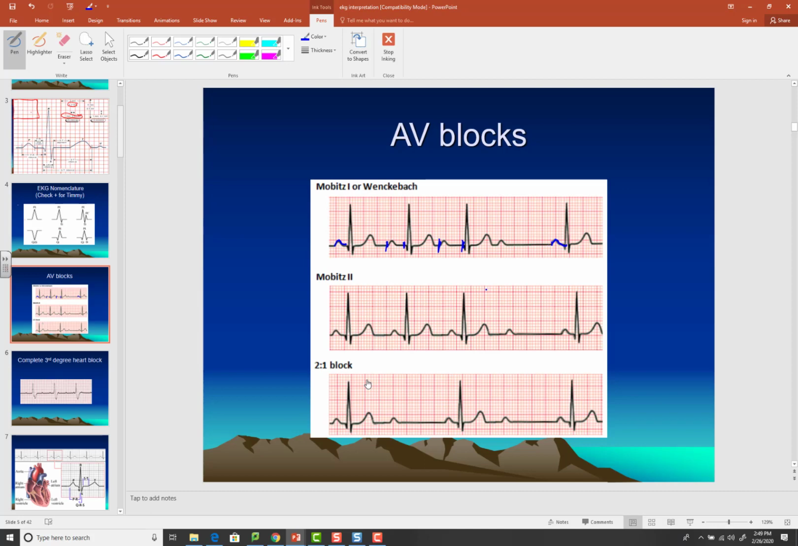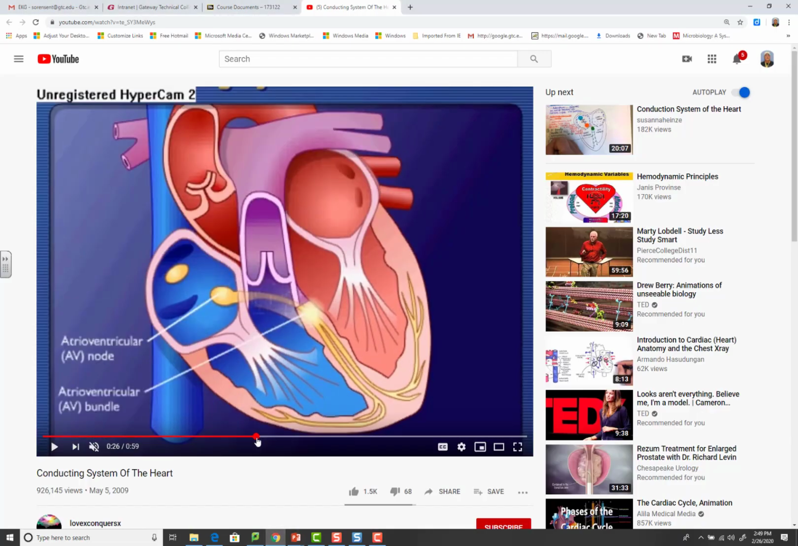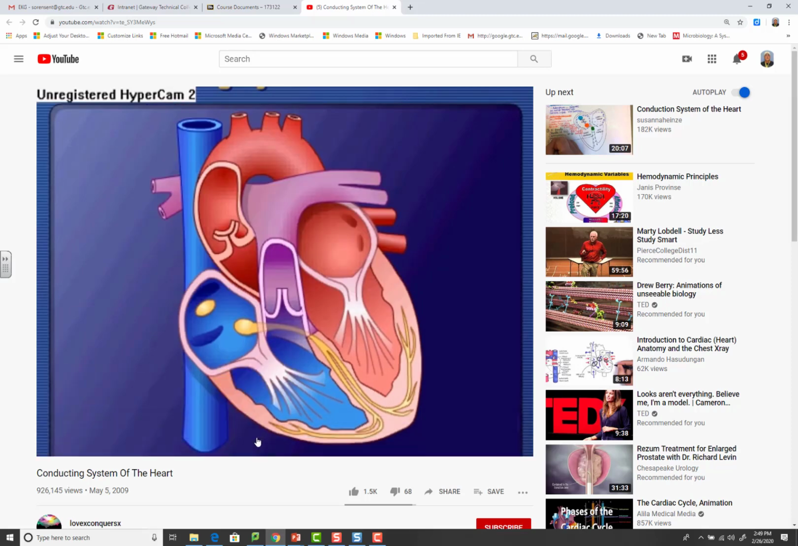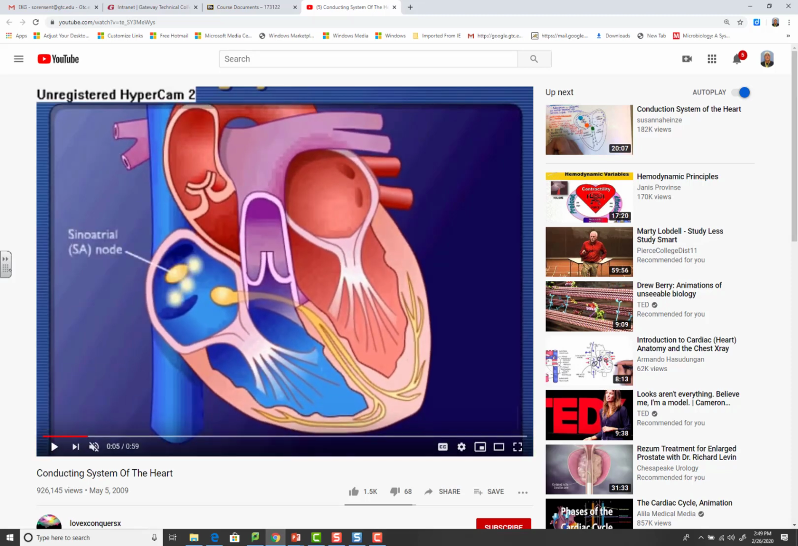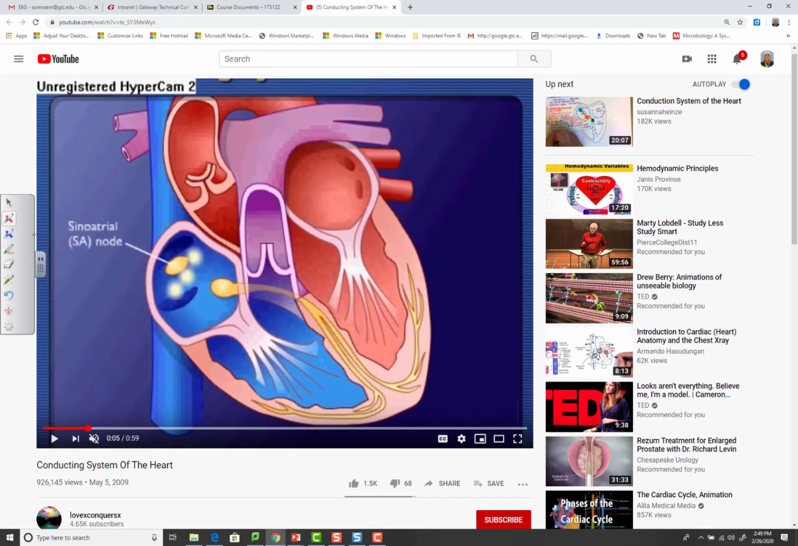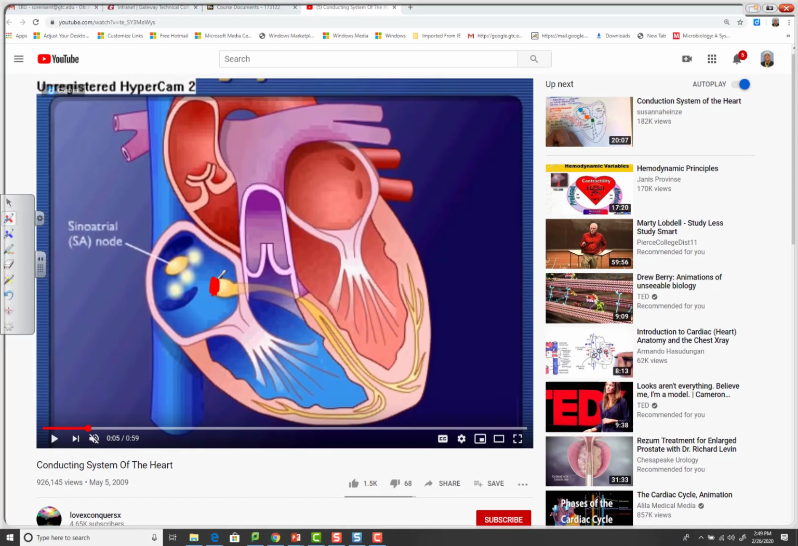So basically what's happening is there is a block that's occurring higher up in the AV node. This block that's occurring higher in the AV node is delaying the electrical impulse from the atria. That's what's causing the prolongation of the PR interval until that delay becomes long enough where it simply does not conduct a QRS complex. And that's usually benign. It can be the result of some medications, but that's really not that troublesome.